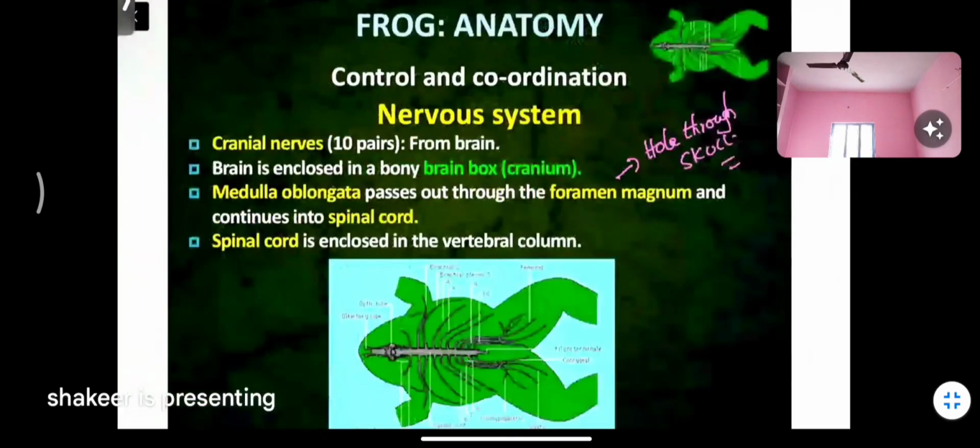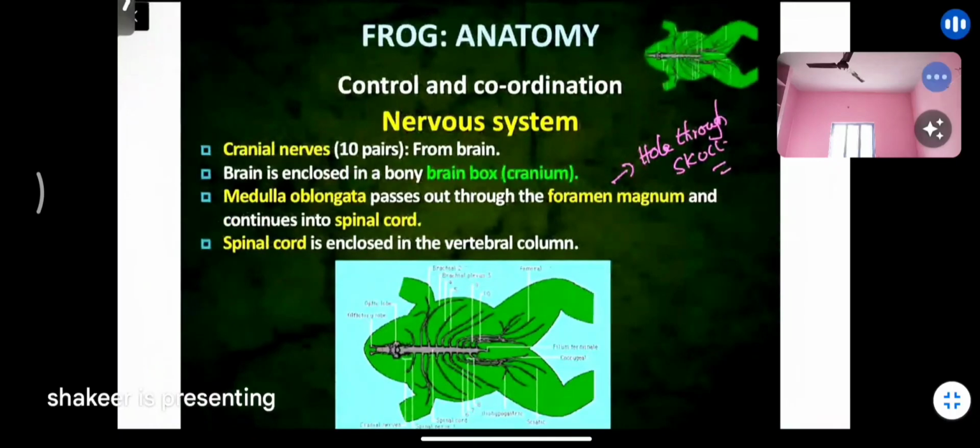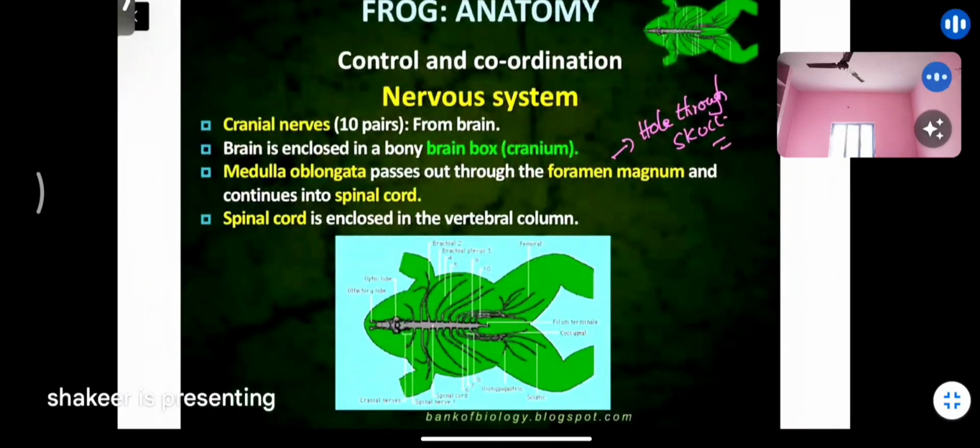Okay, next see, cranial nerves. What is meant by cranial nerves? The nerves which are arising from the brain are called cranial nerves. And how many pairs of cranial nerves are present in the frog? 10 pairs of cranial nerves are present. This may be an important bit.